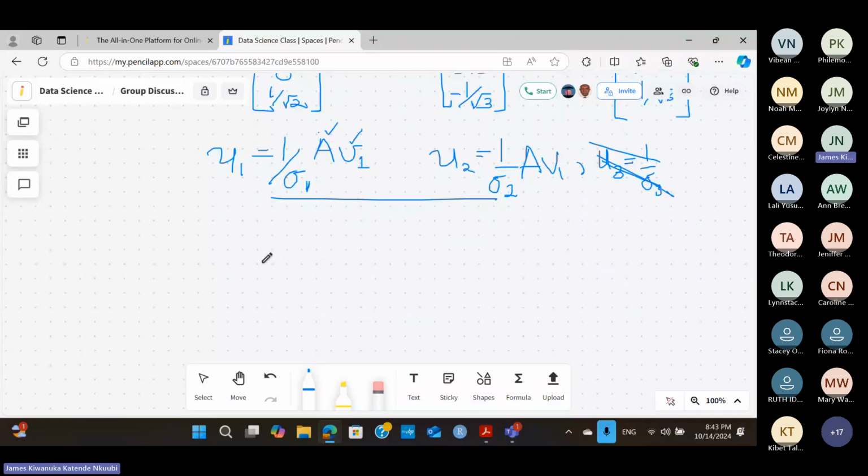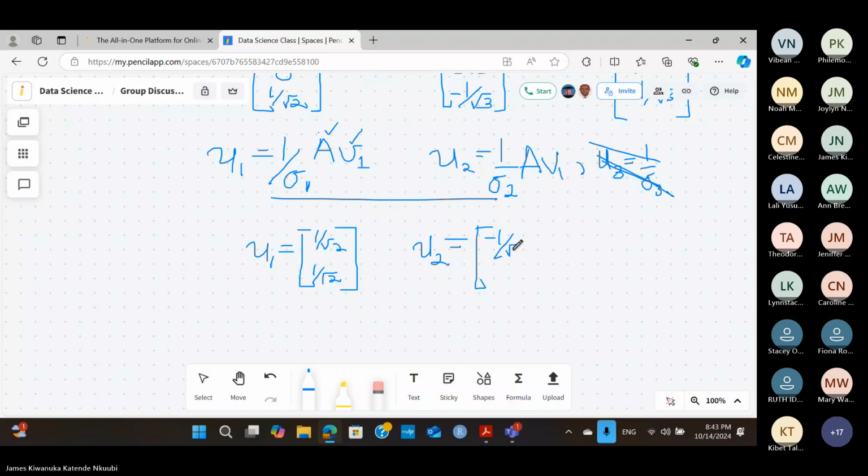And when you work them out and normalize the vectors, you should have something like this. U1 is equal to, the first entry is 1 over square root of 2. Second entry is 1 over square root of 2, again, the same entry. So that gives you the first left singular vector and the second left singular vector. Again, when you work it out and normalize it, you should get -1 over root 2 and 1 over root 2. So that completes everything.